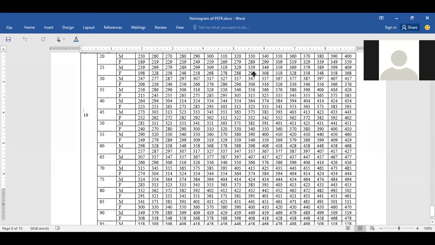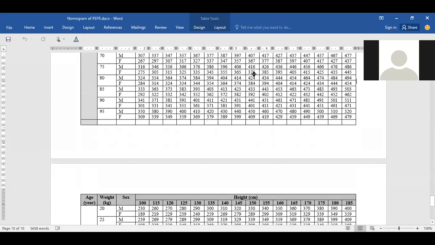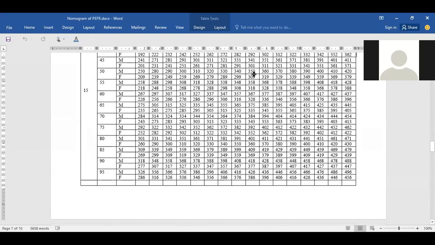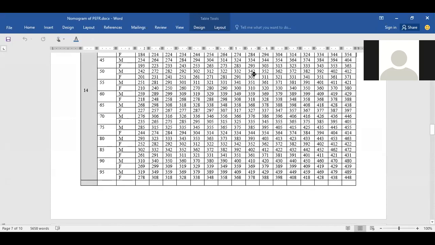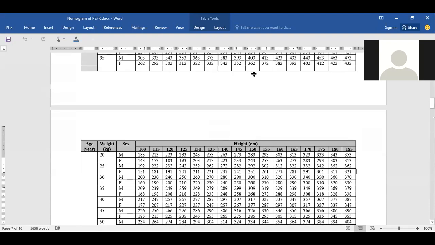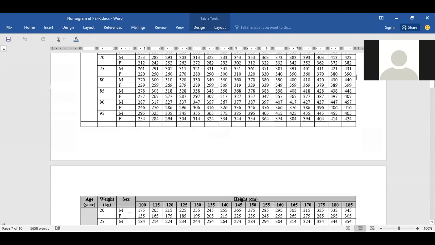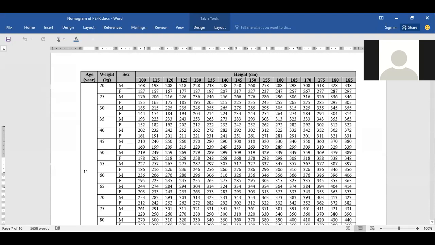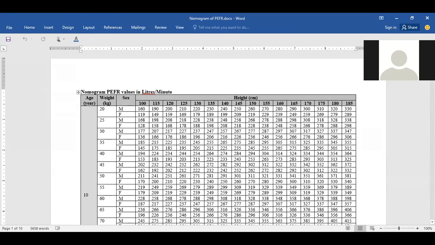So this is the nomogram. Can you see? For each age, weight, height, can you see what I'm showing? How did you generate this, sir? From the equation and Excel. If you look at the factors there, sex is there, height is there, weight is there.